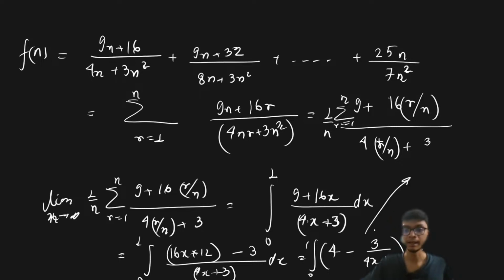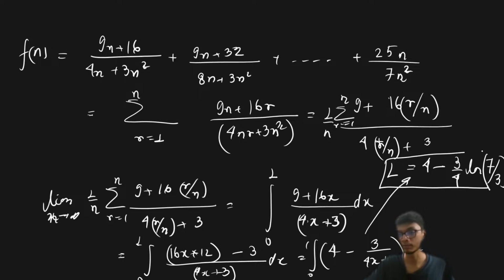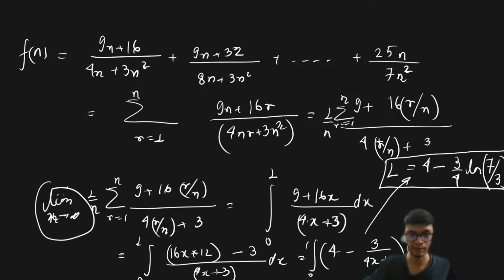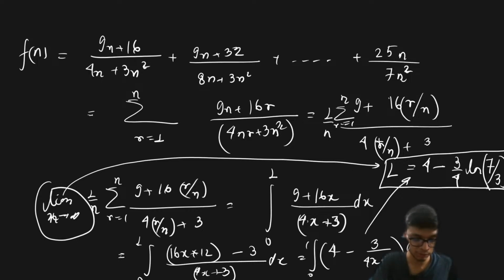And if you just integrate it, it is going to be 4x minus 3 times natural log of (4x plus 3) divided by 4. So then if you put the upper limit and lower limit, your answer is going to be 4 minus 3 by 4 natural log of 7 upon 3, and that is going to be the value of that particular limit of n tending to infinity for that given function f of n. Okay, so I hope this is clear to all of you.